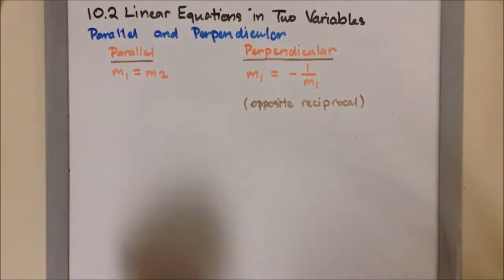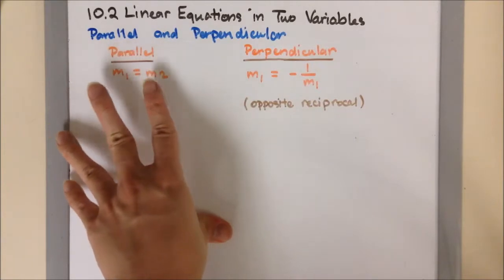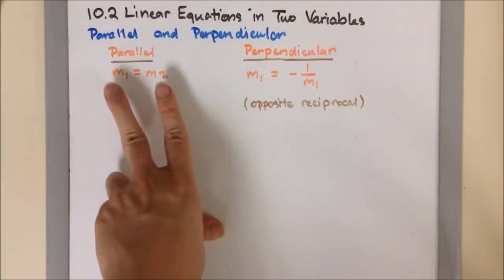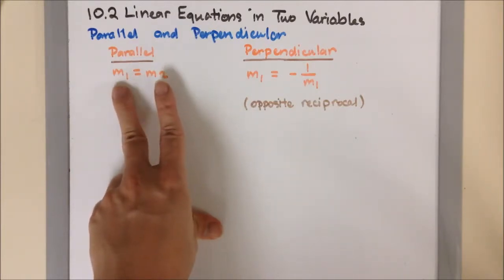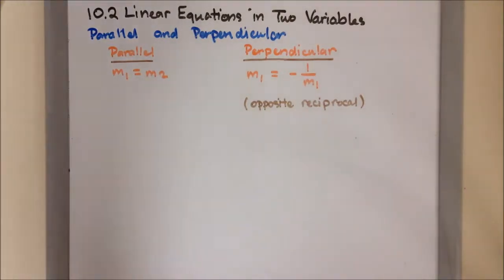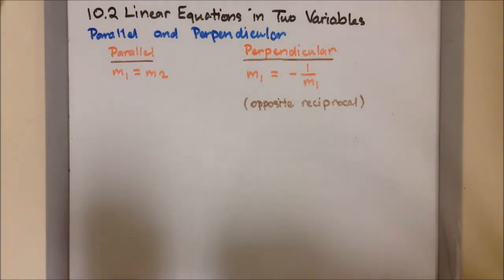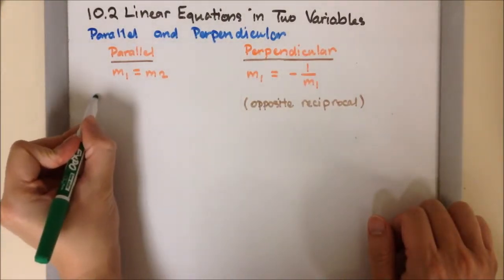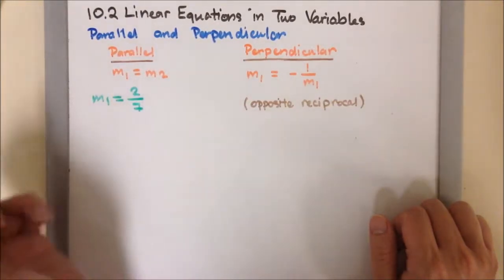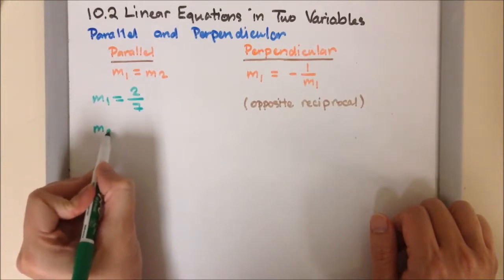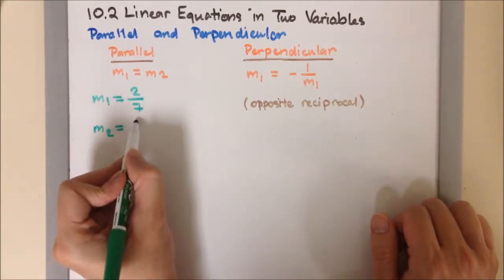So in this part, we're going to talk about parallel and perpendicular linear equations. To sum up, parallel equations, or parallel slopes, mean that you have two slopes that are exactly the same. So here, slope 1 and slope 2, m sub 1 and m sub 2, are equal to each other. An example is if your first slope, m sub 1, is equal to 2 over 7, then for m sub 2 to be parallel, it has to have the same slope, which is 2 over 7.